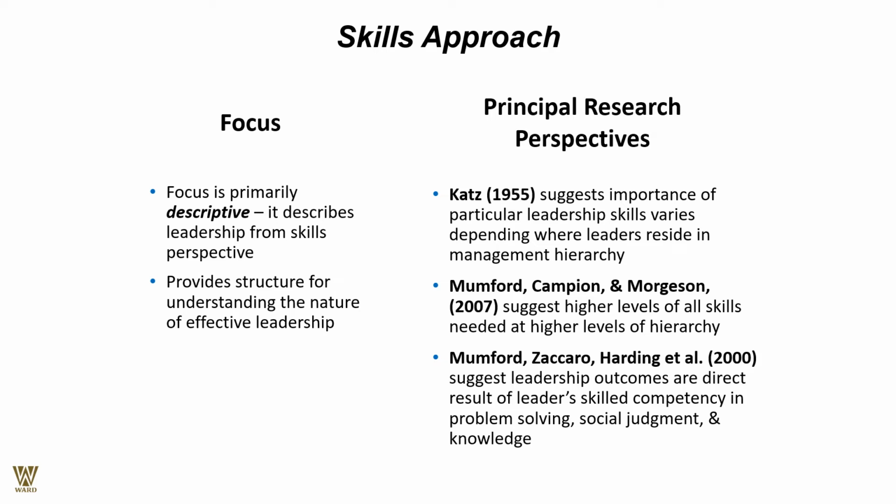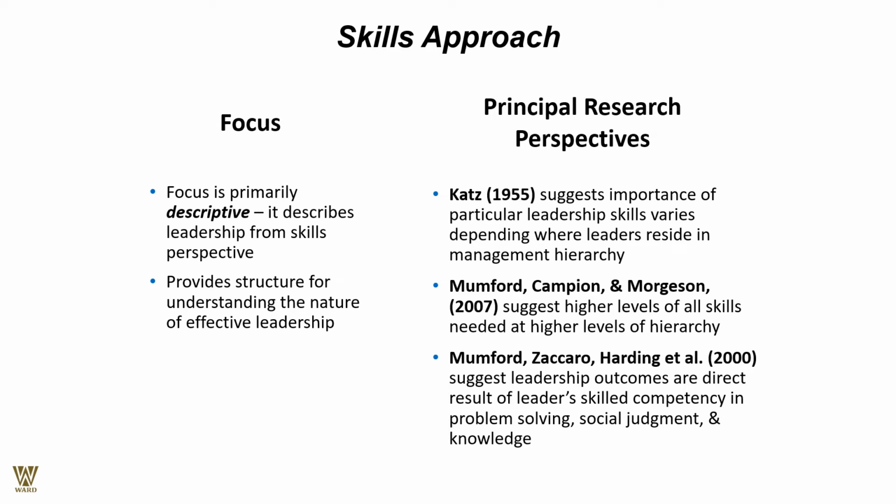From the principal research perspective, Katz, way back in 1955, suggested that leadership skill varies depending on where the person resides in the management hierarchy, whether the top level, mid level, or the lower level. At top level, the leadership would be a little bit complicated, or should I say sophisticated, in behavior. That might not be the case if the leader resides at the lower rung of the organizational hierarchy.